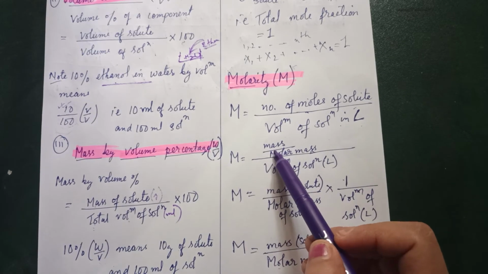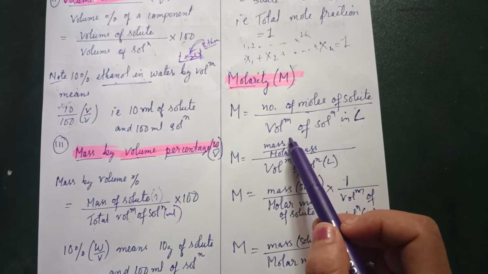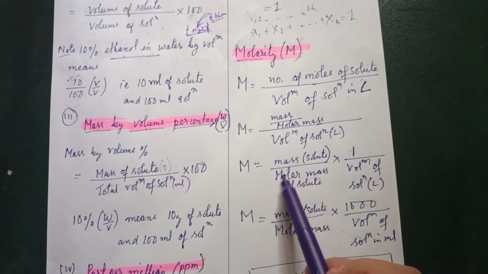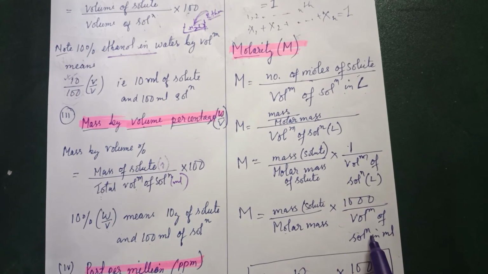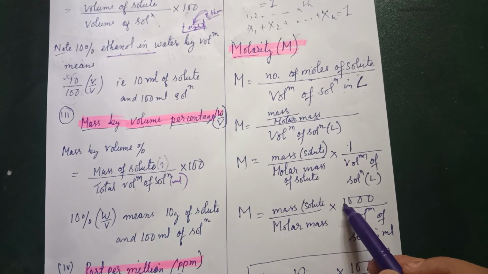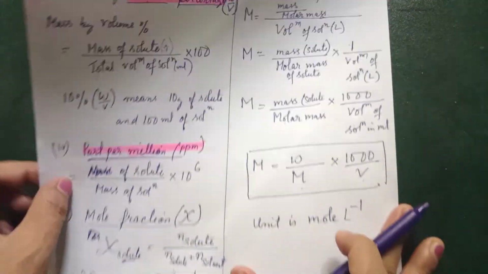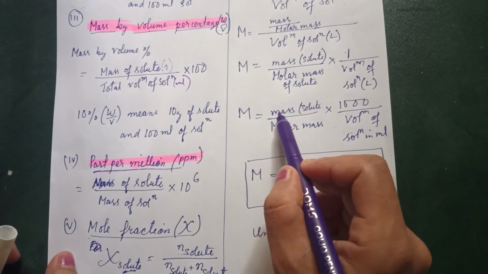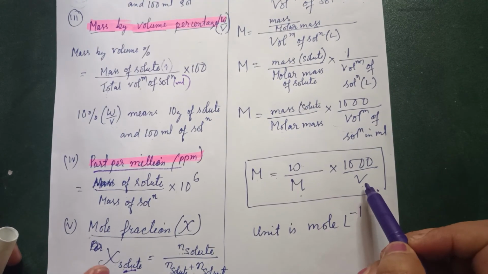So moles, we can break these terms as mass by molar mass, both of the solute. And the volume of the solution we can also write in this form. If the volume is given in ml, then we will always convert it into liter by dividing by 1000, so 1000 will go above. So this is the short formula using mass of the solute W, molar mass of the solute M, and volume of the solution V. So this is your formula.